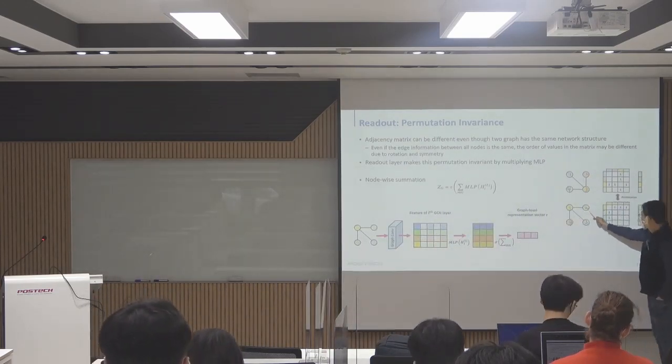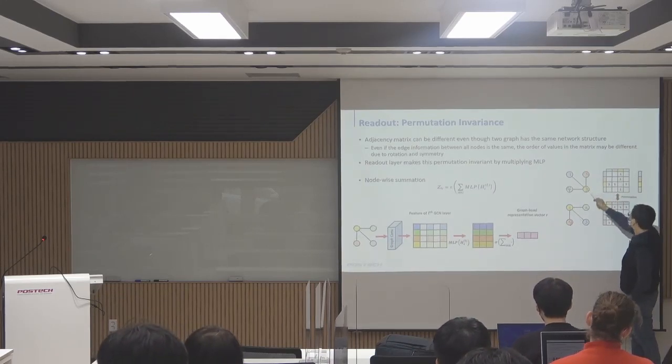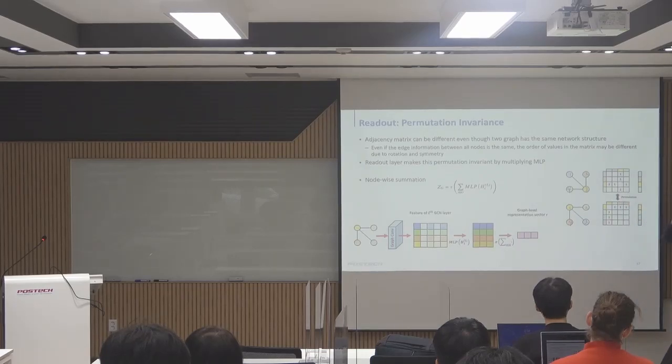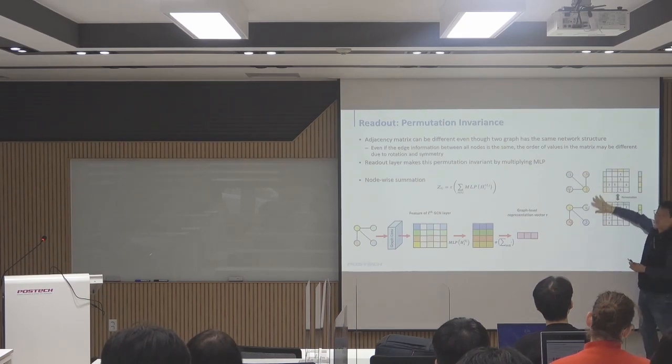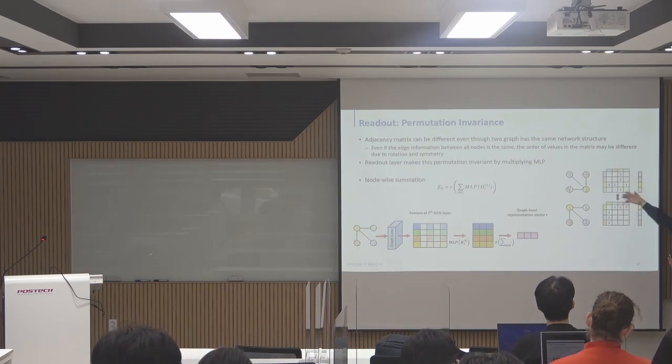1 is connected to 2, 3, 4. Yeah, and 3 is connected to 1. Yeah. If you do different numberings, the adjacency matrix looks totally different. But we know that these two are the same. In a topological sense, they are the same. But somehow the computer is going to think those two are different because the adjacency matrices look different.